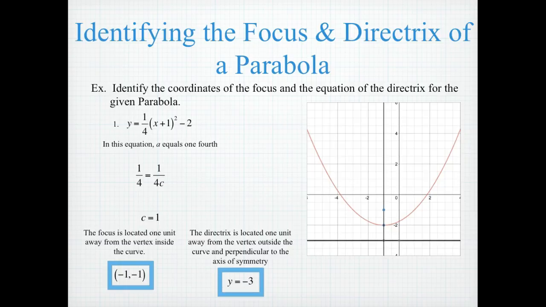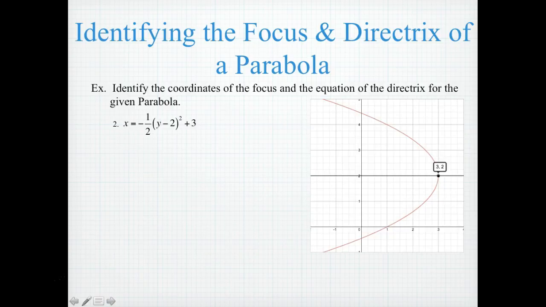So again, the value of c is equal to 1, telling us that the focus and the directrix lie 1 unit away from the vertex. And based on the orientation of this parabola opening up, I know that the focus lies 1 unit above the vertex at (-1, -1), and the directrix lies 1 unit underneath the vertex, and that takes the equation of the line y equals negative 3.